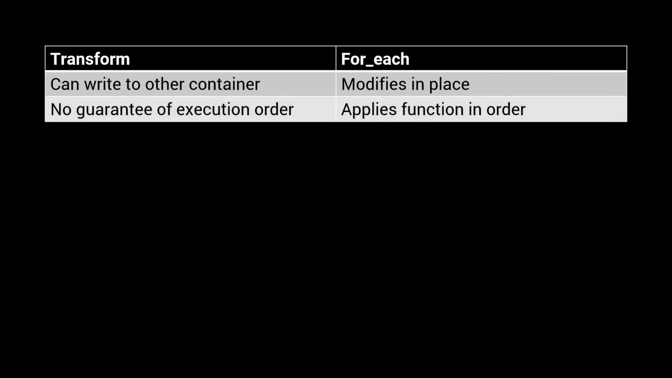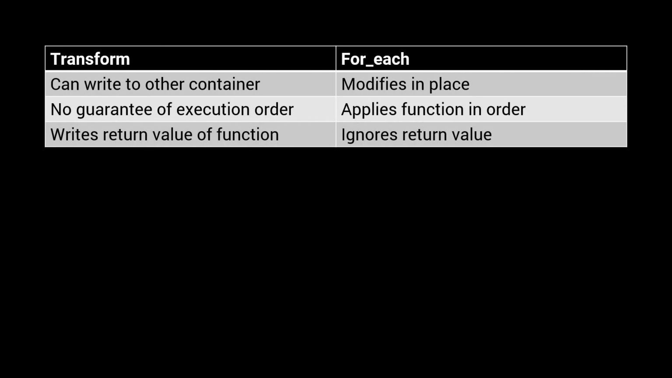Another difference between the two algorithms is the way they handle the function that's passed to it. Transform writes the return value of the function, whereas for each ignores the return value and instead relies on the side effects of executing the function. Now say you want to modify the elements of a range in place. You don't care about the execution order, and you can write your transformation function either way. In that case, you could use both transform and for each.